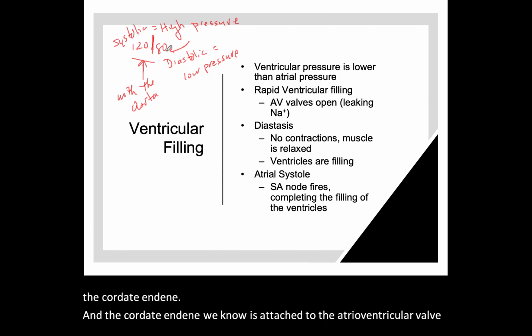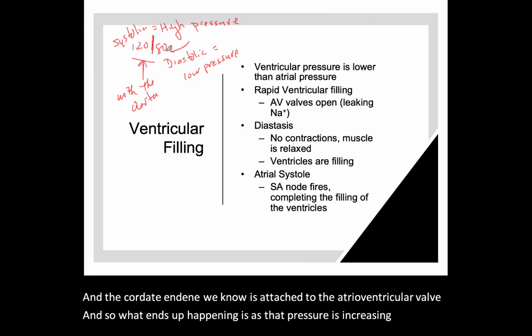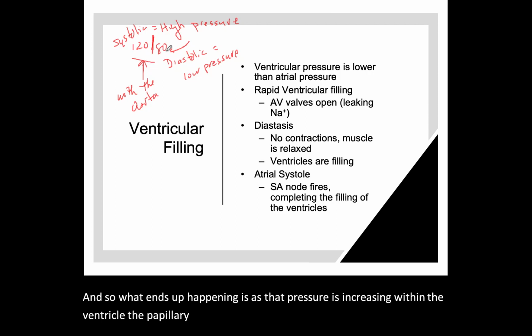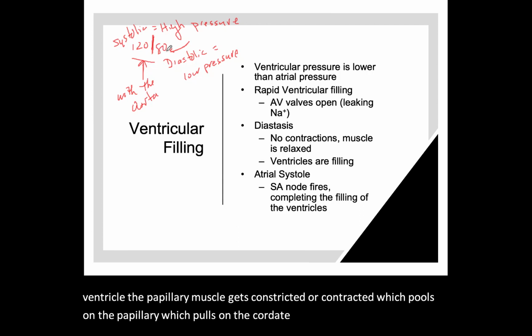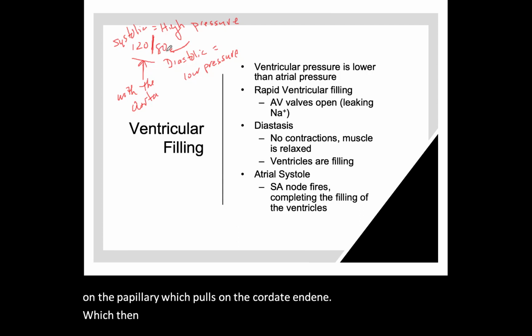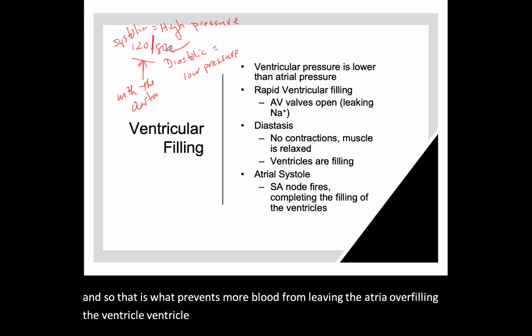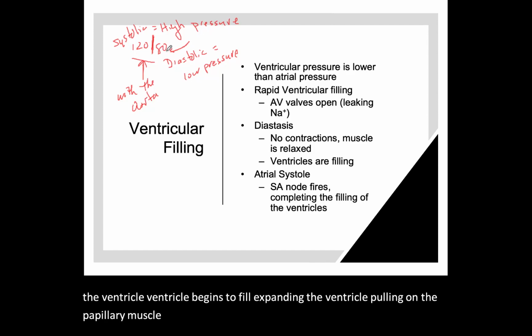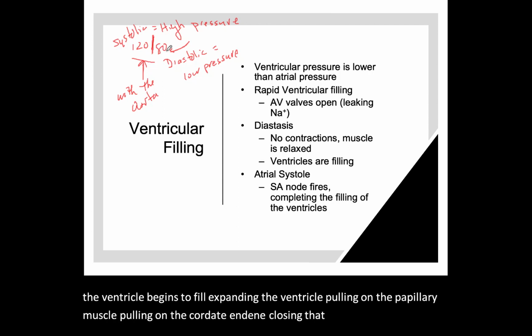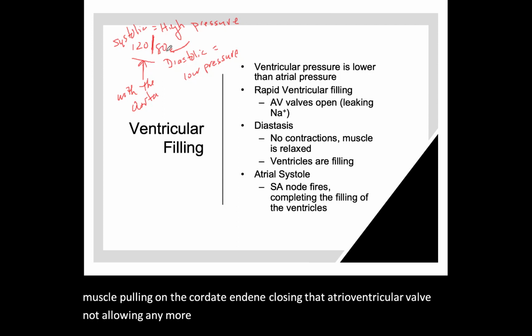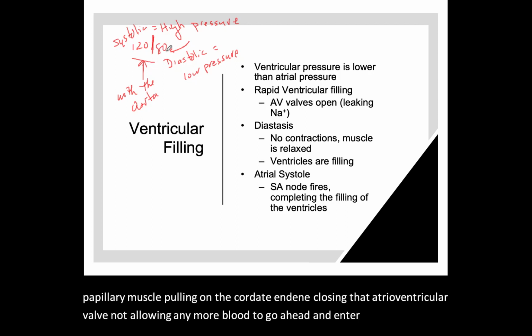And so what ends up happening is, as that pressure is increasing within the ventricle, the papillary muscle gets constricted or contracted, which pulls on the chordae tendineae, which then ultimately pulls on the atrioventricular valve and closes it. And so that is what prevents more blood from leaving the atria, overfilling the ventricle. Right? Ventricle begins to fill, expanding the ventricle, pulling on the papillary muscle, pulling on the chordae tendineae, closing that atrioventricular valve, not allowing any more blood to go ahead and enter into the ventricles.